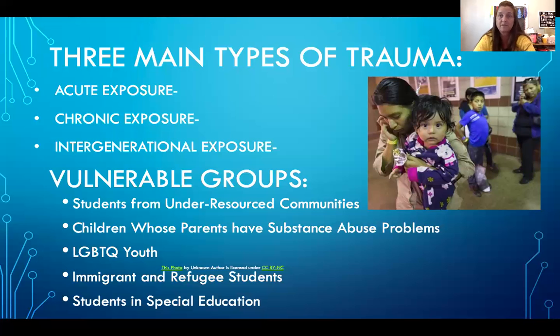So going back to our vulnerable groups, the last one is our students in special education. These students are more likely to have been exposed to abuse and neglect because of their disadvantages. People often will take advantage of a student who's not able to communicate as well or doesn't understand what's going on. So very unfortunate. All right.